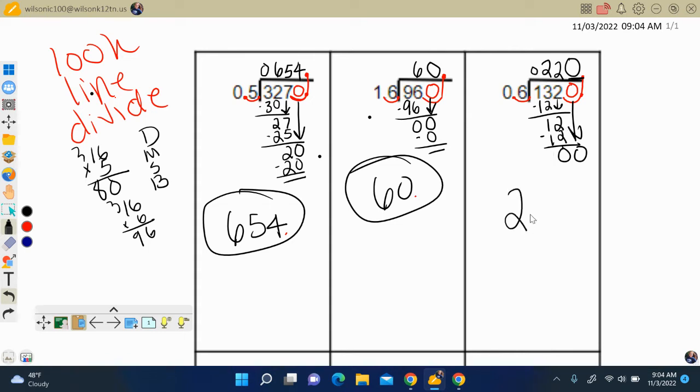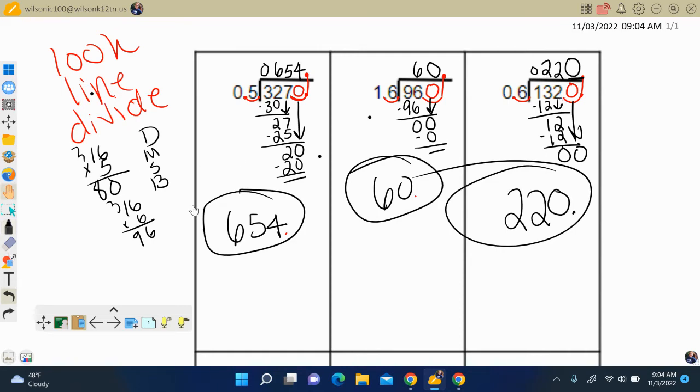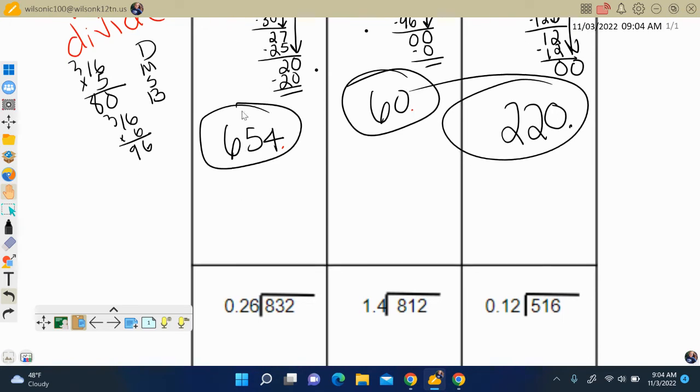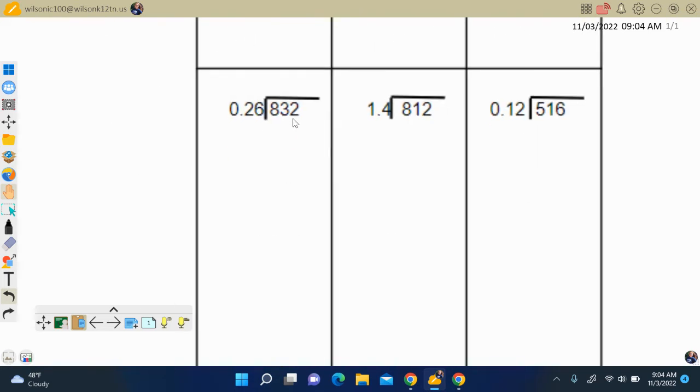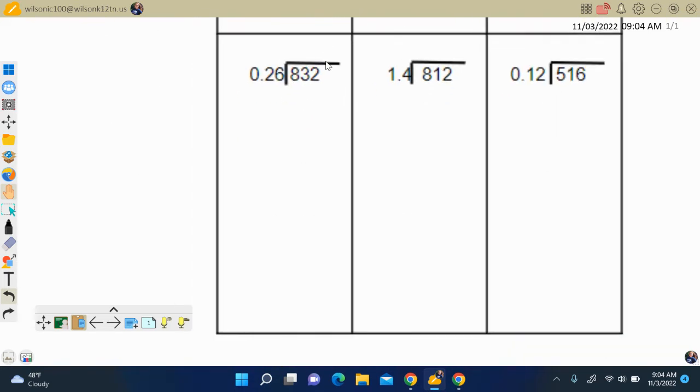When really the answer is 220. So that's why you have to be super careful about making sure you're finishing your decimal division. Want to make sure we put a number over each number in the dividend. All right, let's try these last 3.